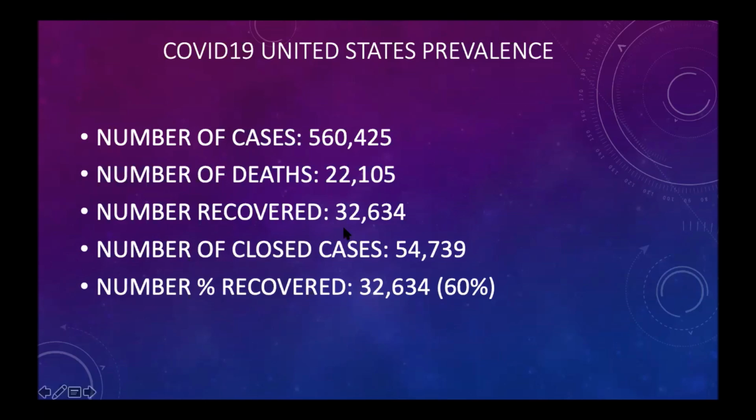The number of deaths in the United States is now 22,000. But here's the good part: of the total number of cases that we say are closed, meaning it's finished, that's either 22,000 who have passed away to the Lord, or 32,000 who have recovered. That tells us that of these two numbers, 60% of the people have recovered. That's good news for me, because it's telling me that we can get over this, but we have to take the proper prevention, okay?